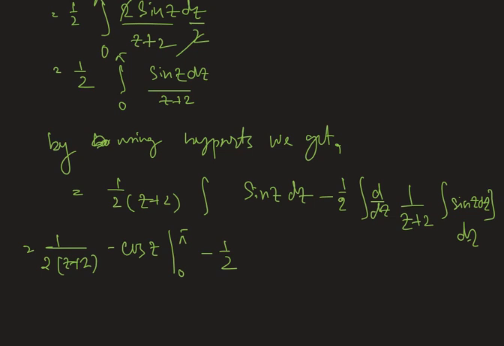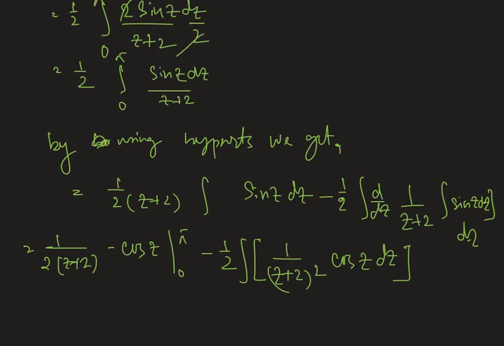minus half. Here we have minus 1 by z plus 2 whole square, and from this minus cos z, those minus signs are cancelled out, we get cos z dz.